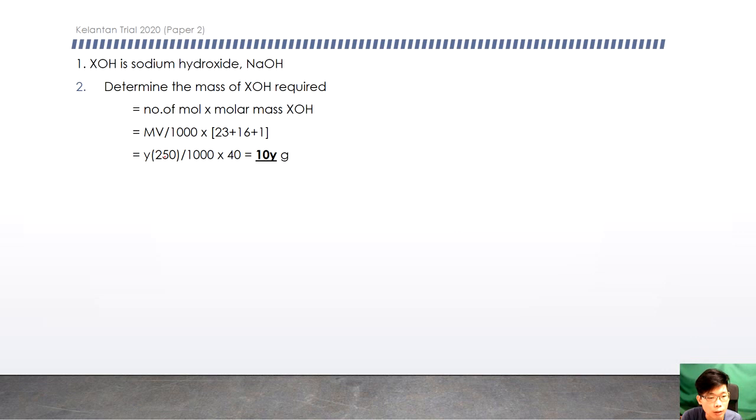So volume is 250 cubic centimeter over 1000, times 40, so you get 10Y gram. Okay, so this is the mass we have to measure to prepare the XOH in 250 cubic centimeter. So 10Y gram of XOH solid is weighed accurately using the electronic balance.